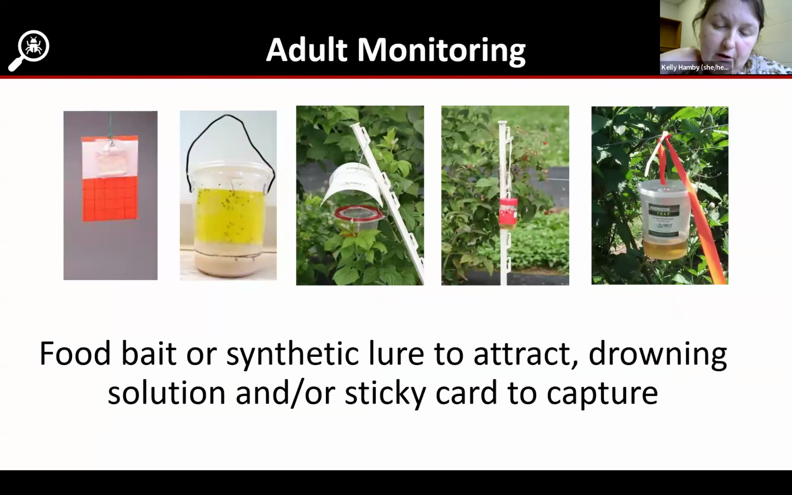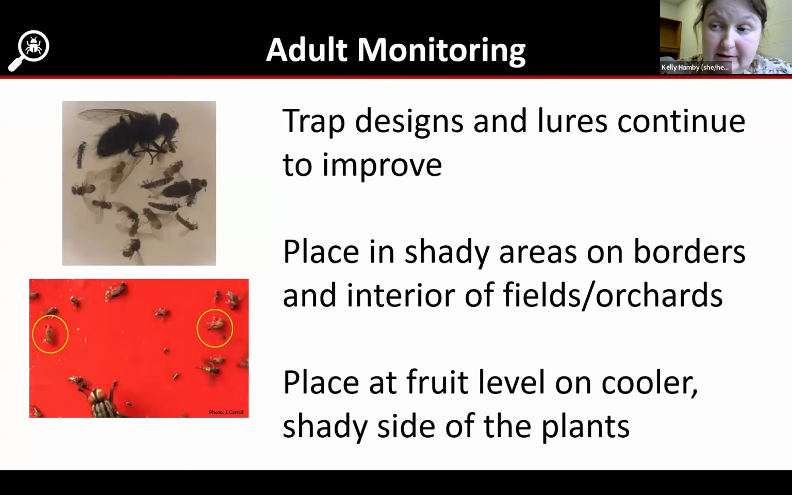For adult monitoring, there are food lure-based baits, or you can purchase a synthetic lure to attract them, and then you need to have some kind of drowning solution or sticky card to capture them. There are a lot of different systems out there that will work for adult monitoring, and there are plenty of them that are commercially available that function. And trap designs and lures continue to improve.